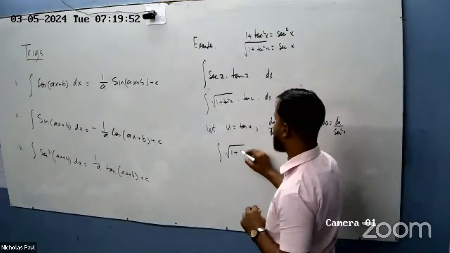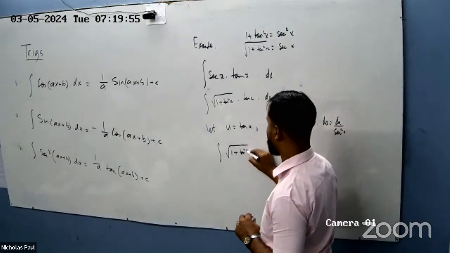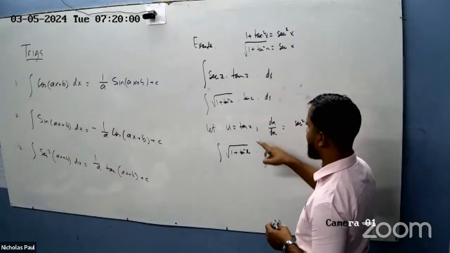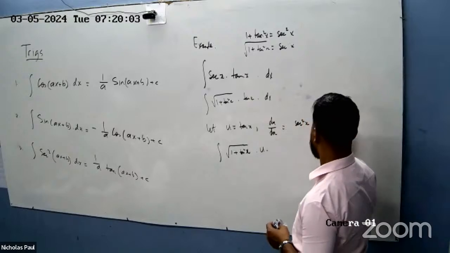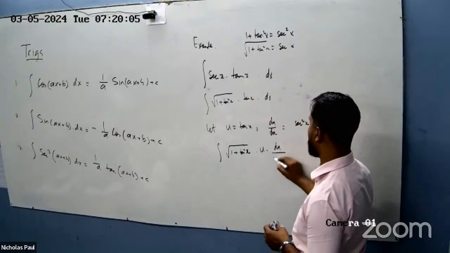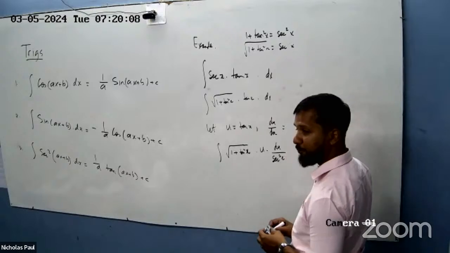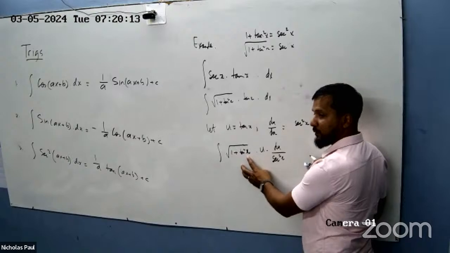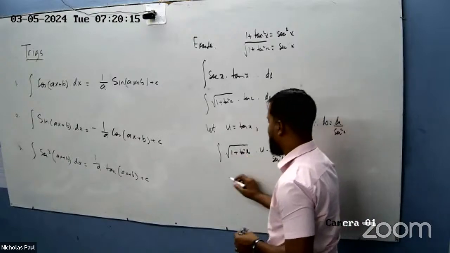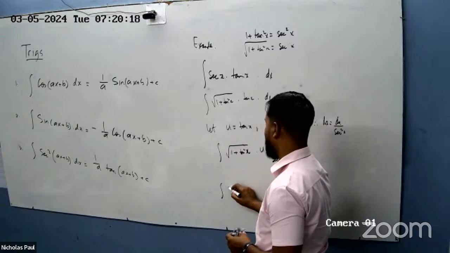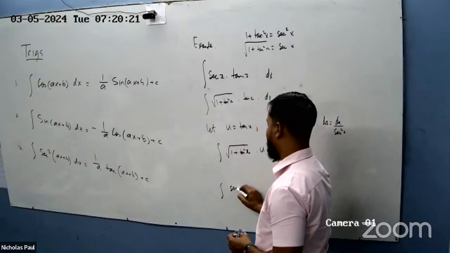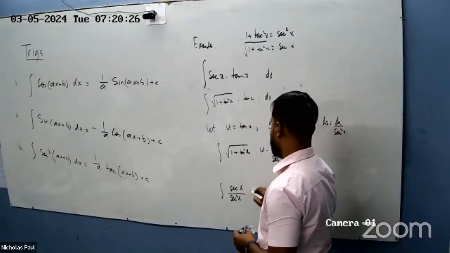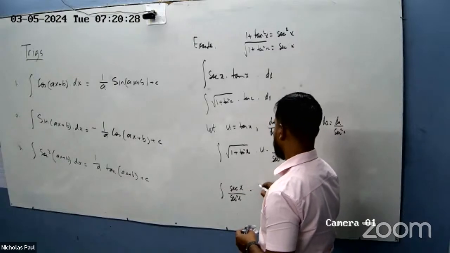When you reach here, I want to show you something. I have a few options. I'm going to replace tan x with u, and I'm going to replace dx with du over sec squared. Remember, 1 plus tan squared is sec squared. So I'll end up with the integral of sec x over sec squared x times u times du.